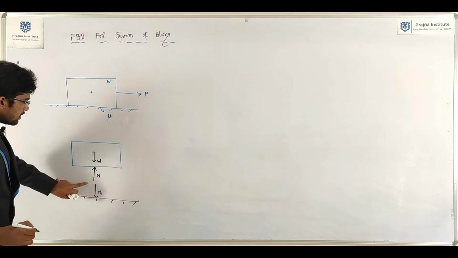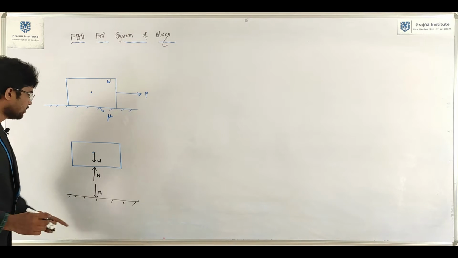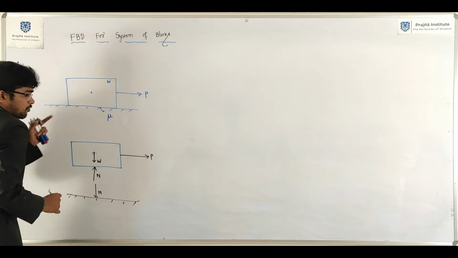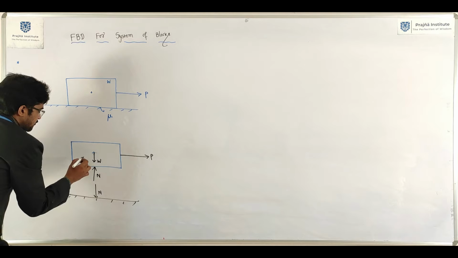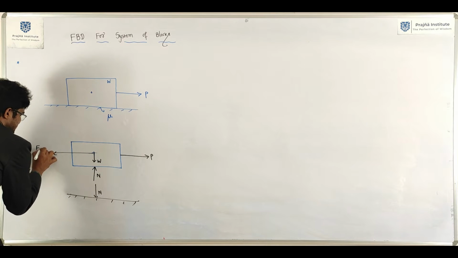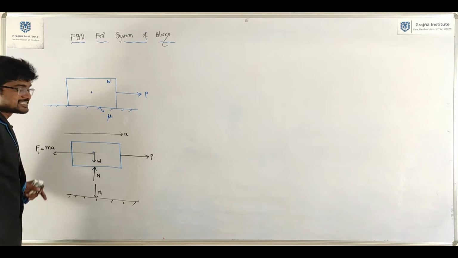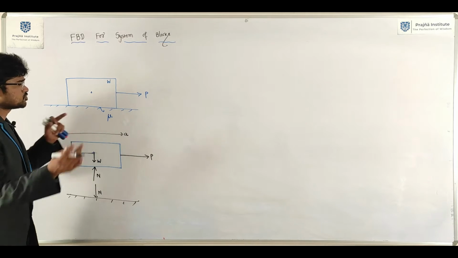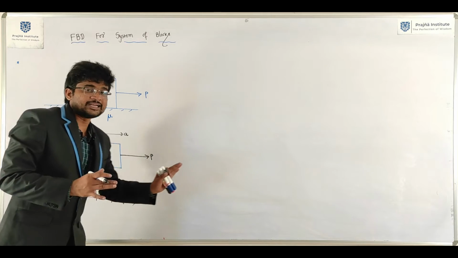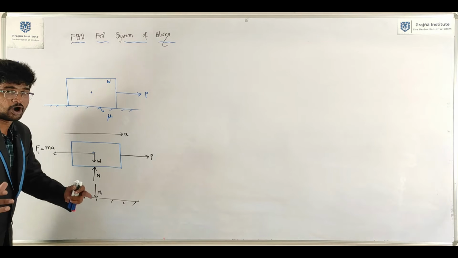Now, one normal reaction is acting on the block, another normal reaction is acting on the floor. After that, of course, the applied force P. Fourth statement: what is the fourth statement? Inertia force is equivalent to mass into acceleration. Of course, this is the direction of acceleration. It is common sense. Once you apply the load here, the block will try to move in the forward direction, to the right side. This is the acceleration of the block.